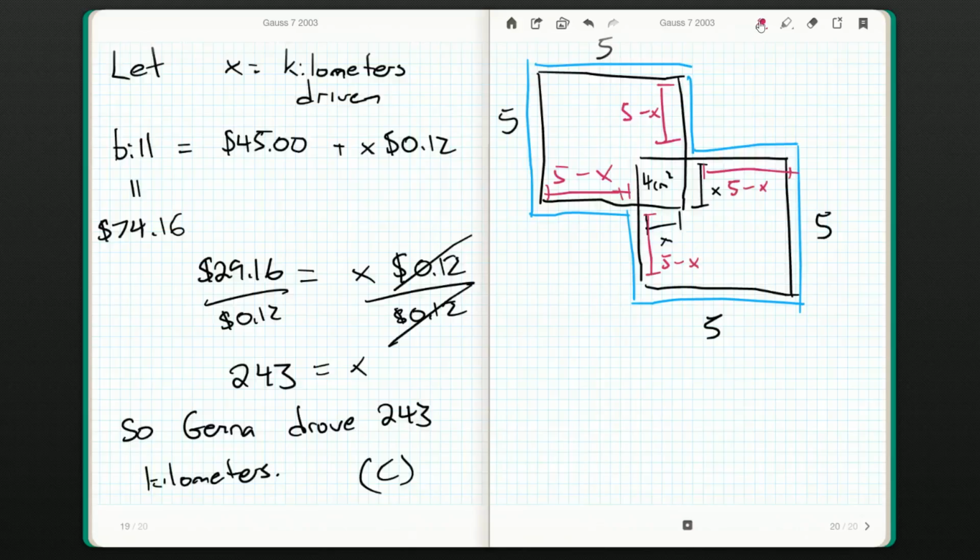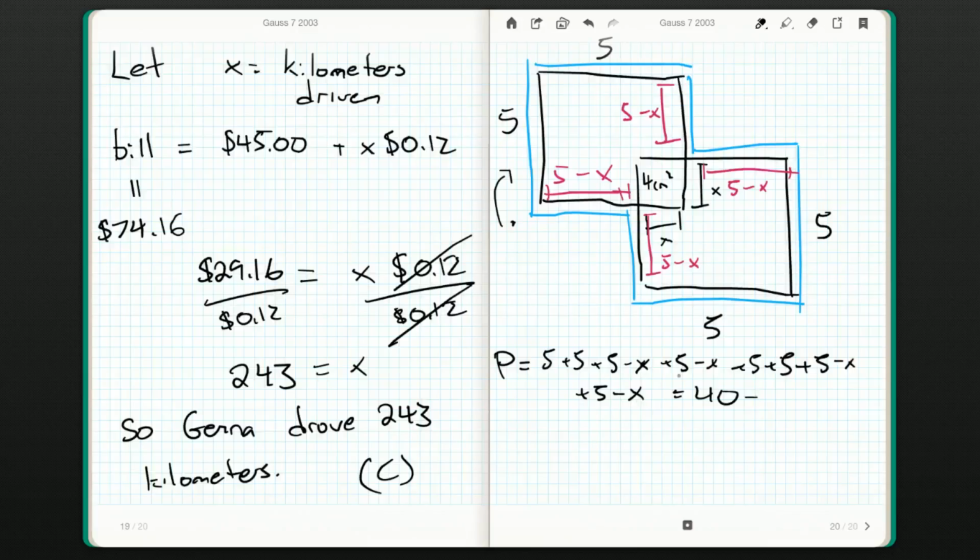Okay. So right now, we can get a formula for the perimeter in terms of this x. Perimeter is, well, we've got a 5, another 5, a 5 minus x, a 5 minus x. I'm just going around, starting at this point: a 5, a 5, a 5, a 5 minus x, and finally one more, 5 minus x. If we add all these up together, 1, 2, 3, 4, 5, 6, 7, 8 5s is 40, minus 1, 2, 3, 4 x's.